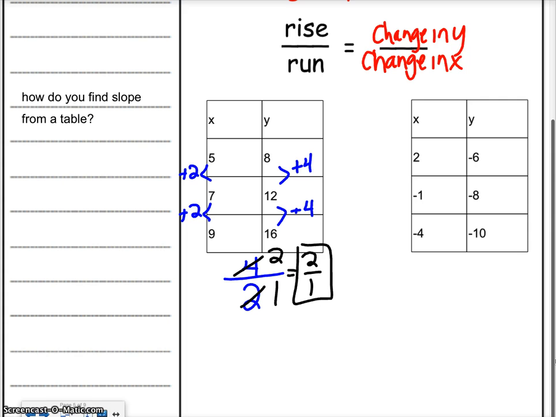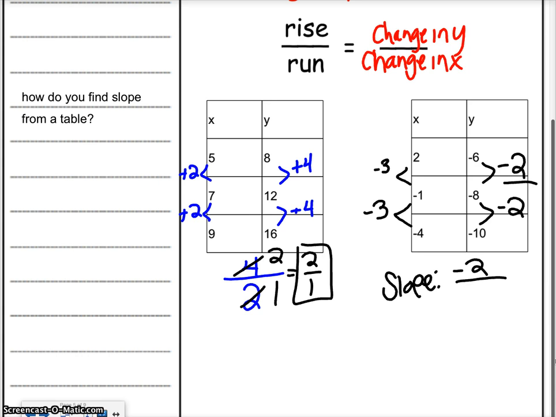Okay, the next one. Change in y over change in x. From negative 6 to negative 8, I'm actually subtracting 2. 2 to negative 1, let's see, that's subtracting 3. So my slope is your change in y, which was negative 2, over change in x, which was negative 3. Do you think I'm done? Heck no, I'm not done. That cancels out. So my slope is a positive 2 over 3. 2 negatives cancel out, don't forget.